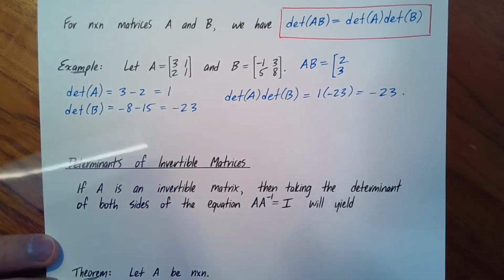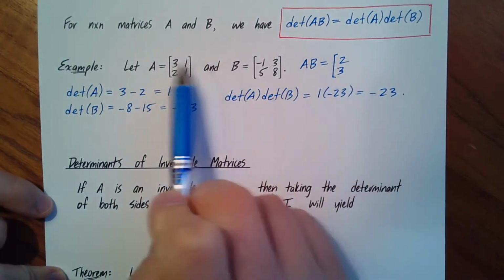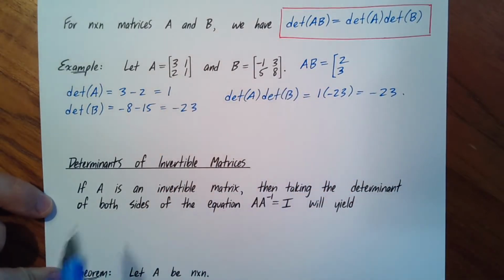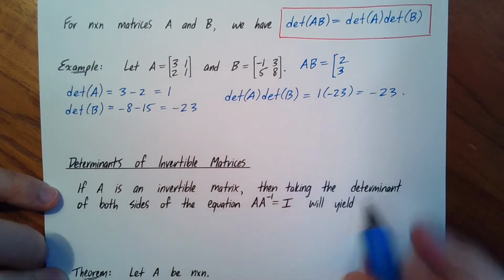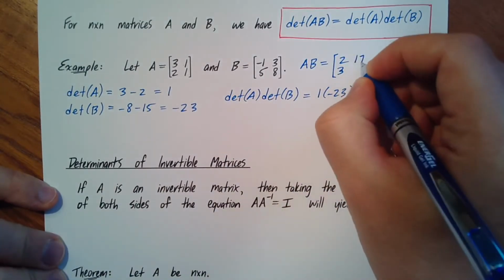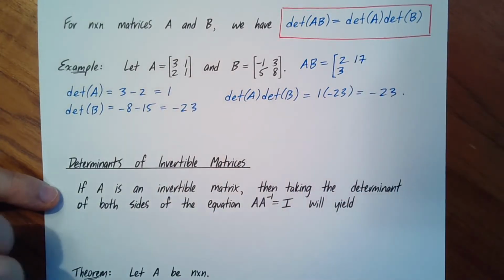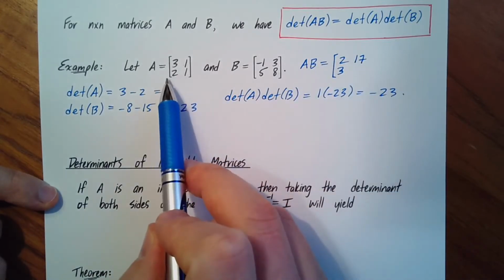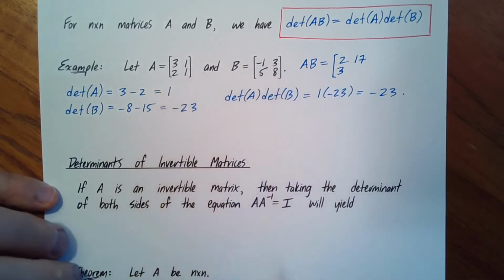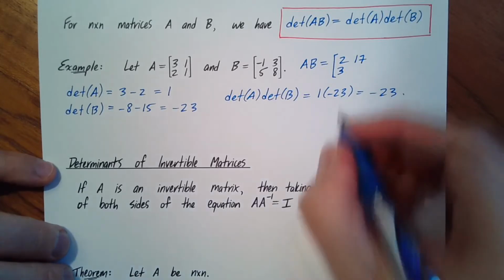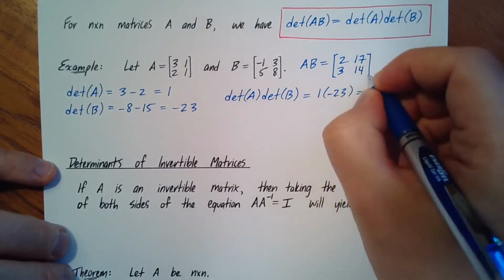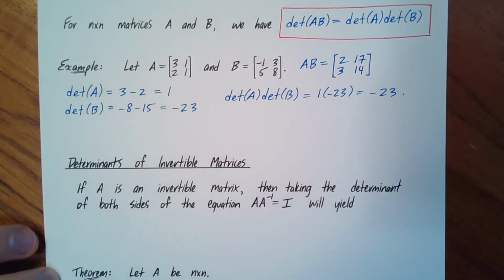Now what about this entry up here? We'll have the first row from A and the second column from B. So you have 3 times 3 plus 1 times 8. That's going to be 9 plus 8, which is 17. And then our bottom right entry of 2 times 3 plus 1 times 8, that's going to be 6 plus 8, which is 14. Okay, so that's our product, AB.